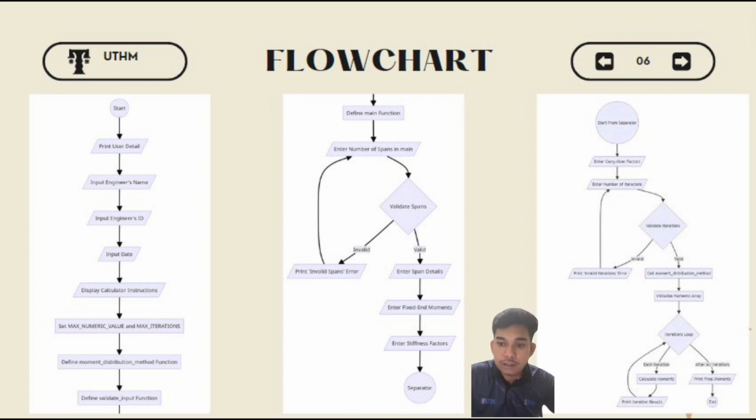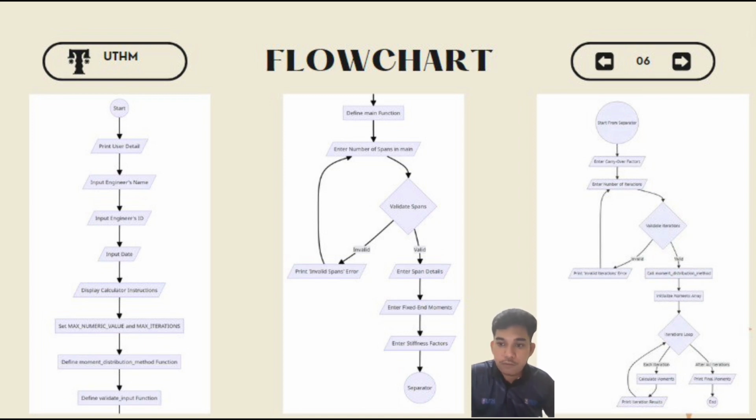From this, the user will enter the number of spans. If there are 3 spans, then the user will write 3. So we will validate with a loop here, and if it's an error, the value must not exceed 1000. And then we will enter the span details, such as the length of the span, the fixed end moment for the span, the stiffness factor, the carryover factor.